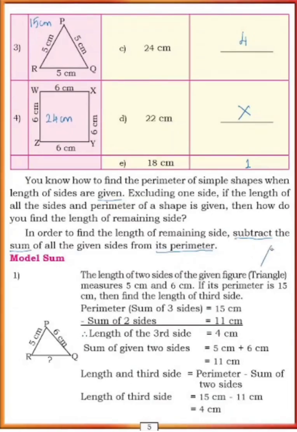Let's solve a model sum now. The lengths of two sides of the given figure, that is a triangle, measure 5 cm and 6 cm. If its perimeter is 15 cm, then find the length of the third side. Given perimeter, sum of 3 sides is equal to 15 cm. Sum of 2 sides is equal to 11 cm, which is 5 plus 6. Length of the third side is equal to 4 cm, that is 15 minus 11.